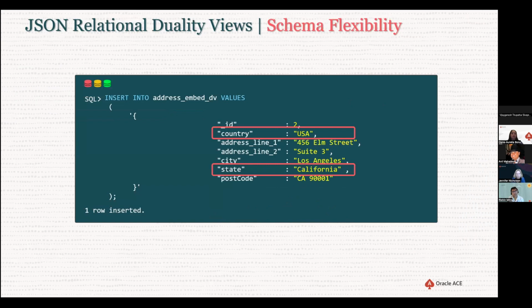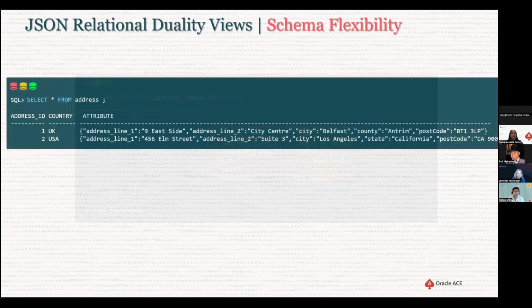To show you how it can be flexible, let's consider a record where I am trying to insert the data for USA, where instead of county, we have state. As you can see, one row got inserted. Now if I query back the data, I can see that for the first record, the UK record, county has been inserted, whereas for the US record, I can see state. So this gives you that kind of flexibility that you can leverage.